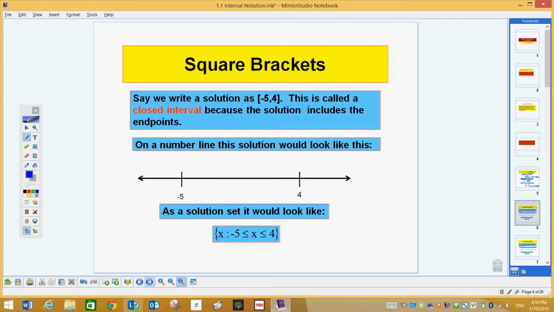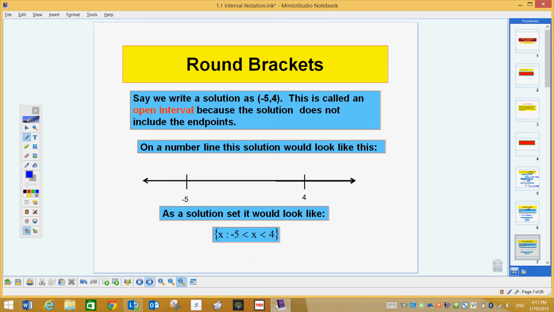Square brackets, on the other hand, are called closed intervals because in a square bracket we include the endpoints in our answer. So if we looked at the interval given from negative 5 to positive 4 on a number line, it would look like the following. We would have a solid dot at negative 5, a solid dot at 4, and we would shade in the number line all in between. If we used inequality notation, our answer would look like negative 5 less than or equal to x less than or equal to 4. So the less than or equal to sign relates to our square bracket in our interval notation form.